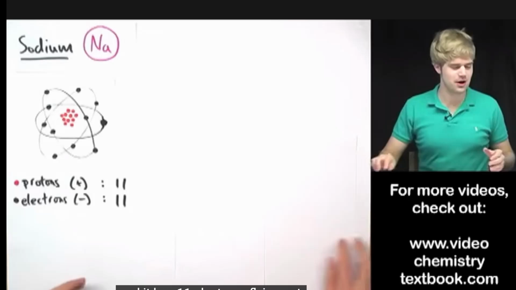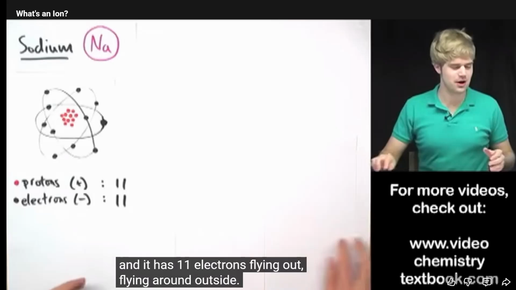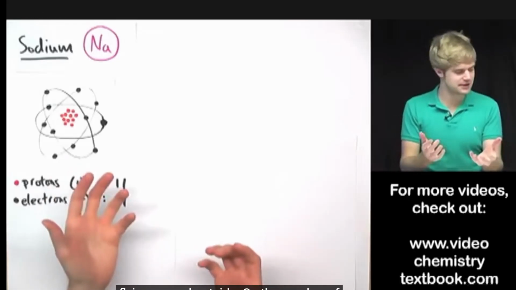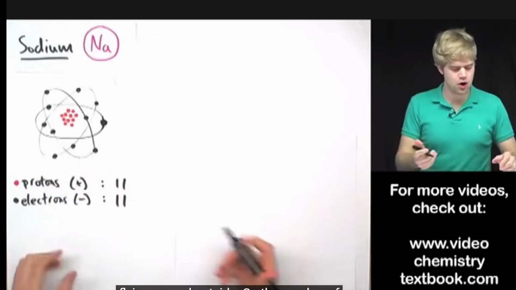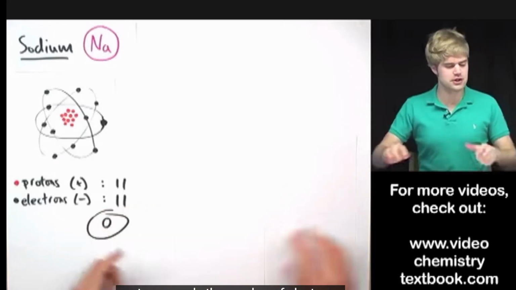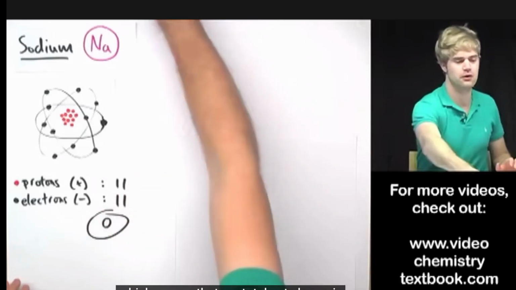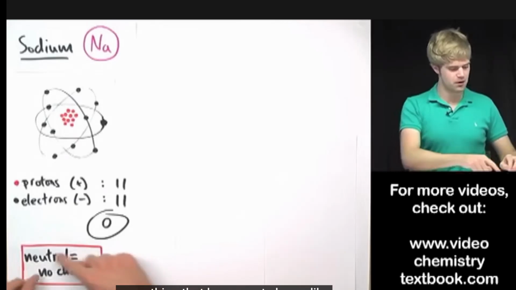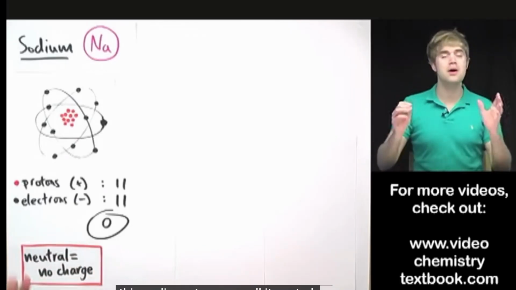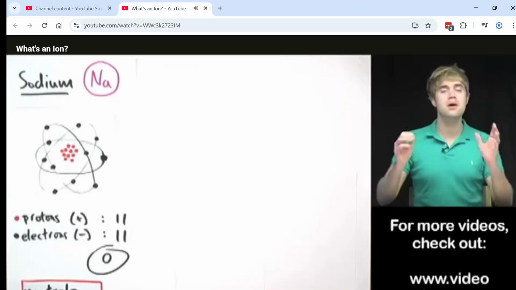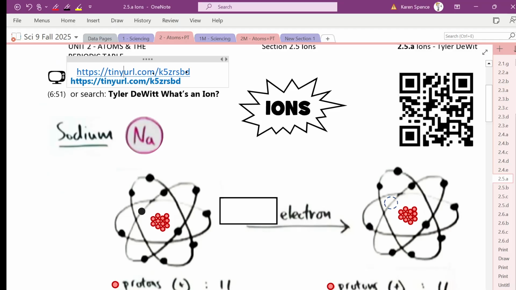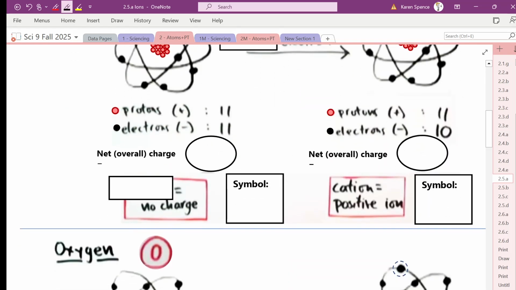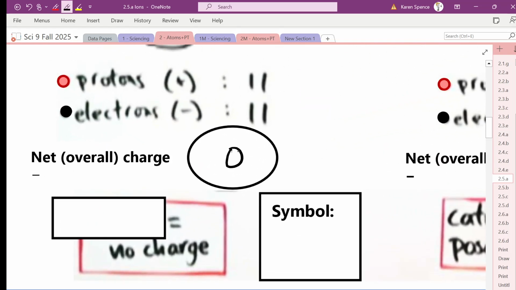Are we good with 0? Yes. Because we have the same amount of positives and negatives, those charges cancel each other out. So the number of protons equals the number of electrons, which means that my total net charge is 0. They cancel each other out. And so something that has no net charge, like this sodium atom, we call it neutral. Okay? So just so nobody misses it, we have our net or overall charge is 0.